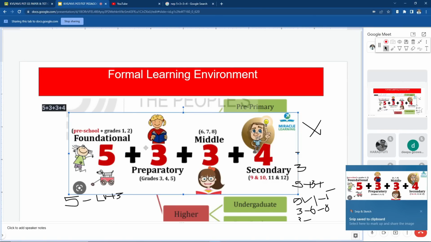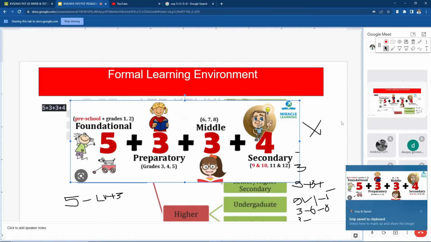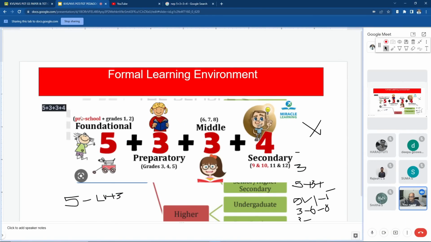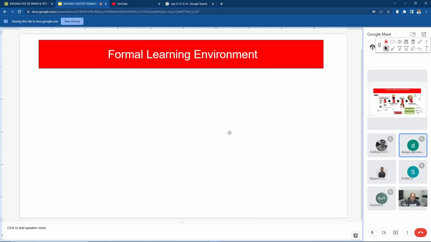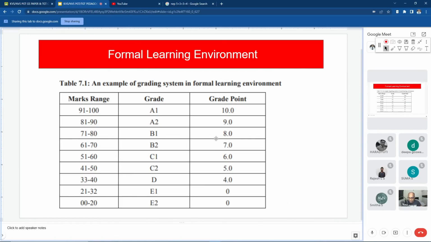Here I'll paste. Here you can see 5 plus 3 plus 3 plus 4. First one is preschool plus grades 1 and 2, foundational. Then preparatory, class 3, class 4, class 5. Then middle, class 6, class 7 and class 8. Then the fourth one is class 9, 10, 11 and 12. So 5 plus 3 plus 3 plus 4. Correct? Yes, sir. Right.